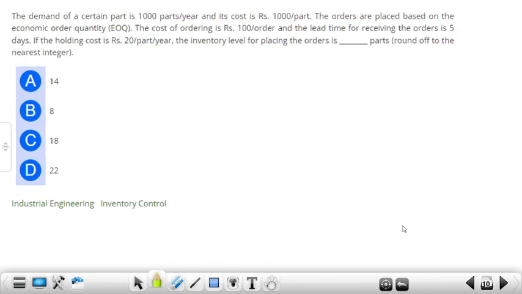Next, the demand of a certain part is 1000 parts per year and its cost is 1000 rupees per part. The orders are placed on the economic order quantity, EOQ. The cost of ordering is 100 rupees per order and the lead time of receiving the order is 5 days. If the holding cost is 20 rupees per part per year, the inventory level for placing the order is, round up to the nearest integer.